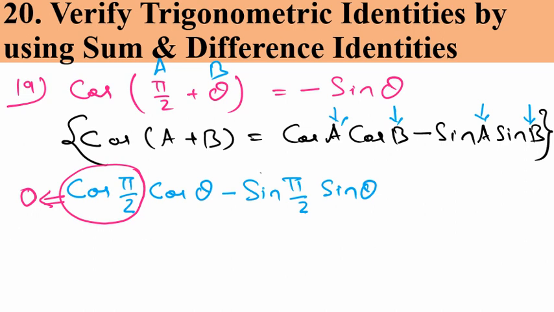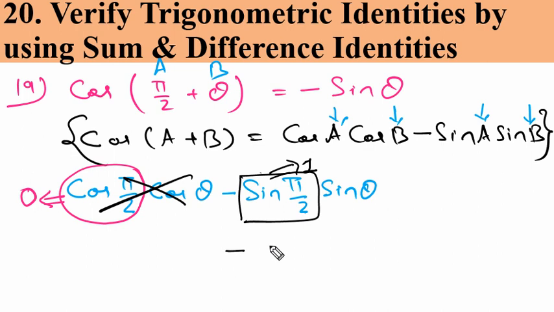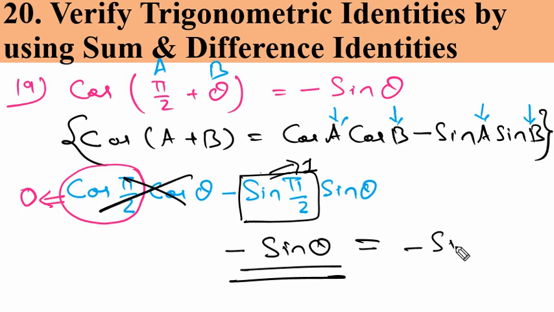So if this is 0, then 0 multiplied by something is 0. Now sine pi by 2 is 1. This also you should remember, or else you can solve using the calculator, just as I showed you. Sine pi by 2 is 1. So this will give you minus sine theta. That's your answer. So minus sine theta is equal to minus sine theta. That is how you will do it. It is just a two-step solution. I just showed you all the things that you have to do.